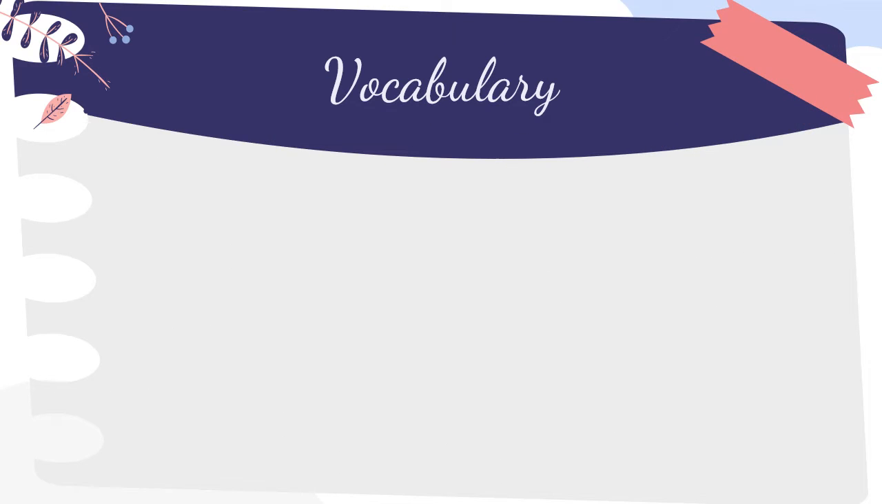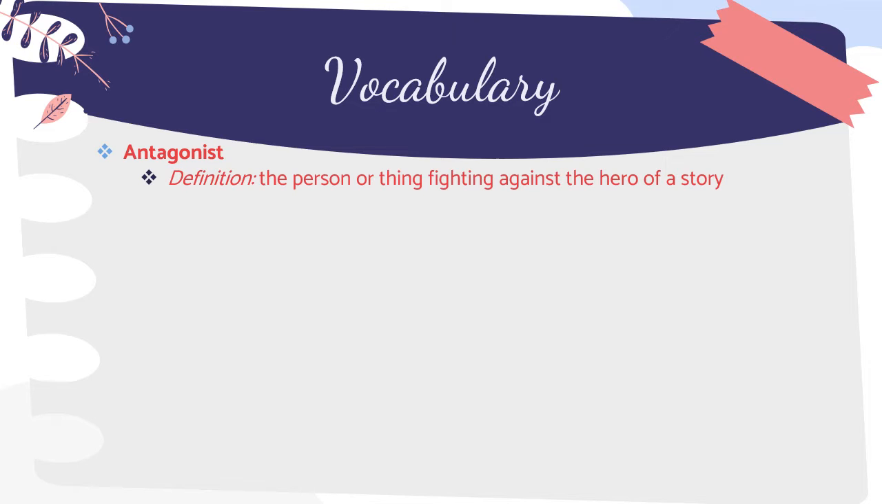Get started with your vocabulary. The first word is antagonist. Now, by the way, all of these vocabulary terms are going to be terms that are used in literature, used with books. So the definition of antagonist is the person or thing fighting against the hero of a story. For example, the antagonist in a melodrama is often called a villain.